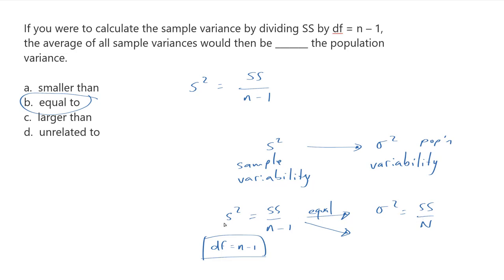Now that doesn't mean that every sample variance is equal to the population variance. What it means is that if you were to repeatedly take samples and measure their variance, some of them will be too high, some of them will be too low, but in the end, once you average all sample variances, they will in fact be equal to the population variance.